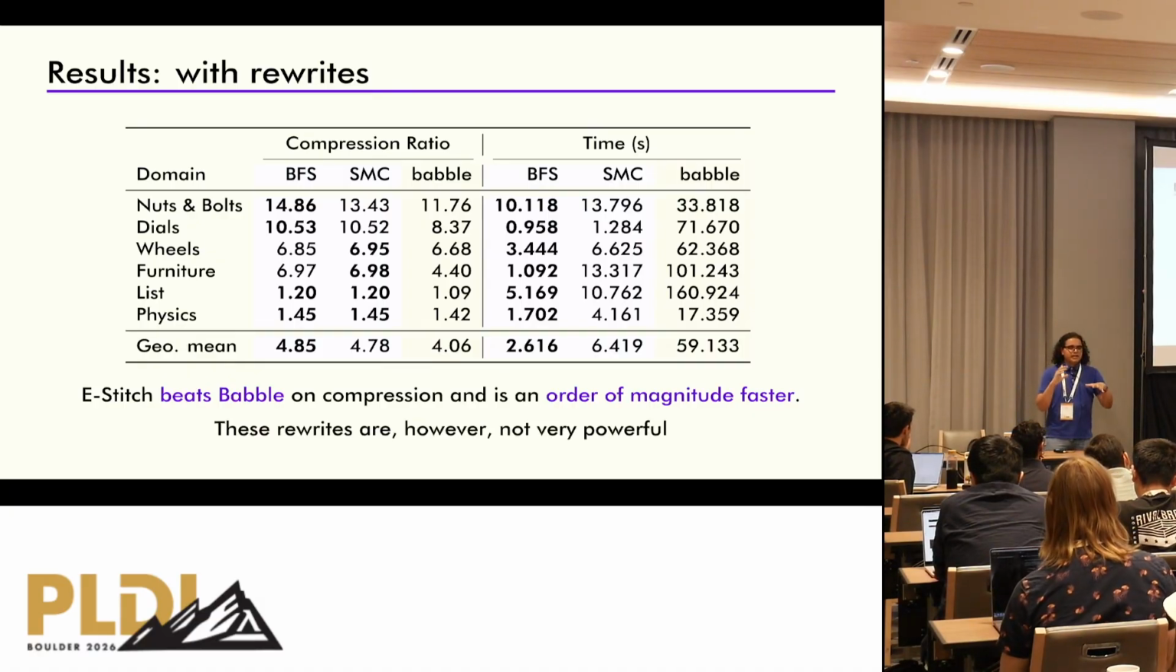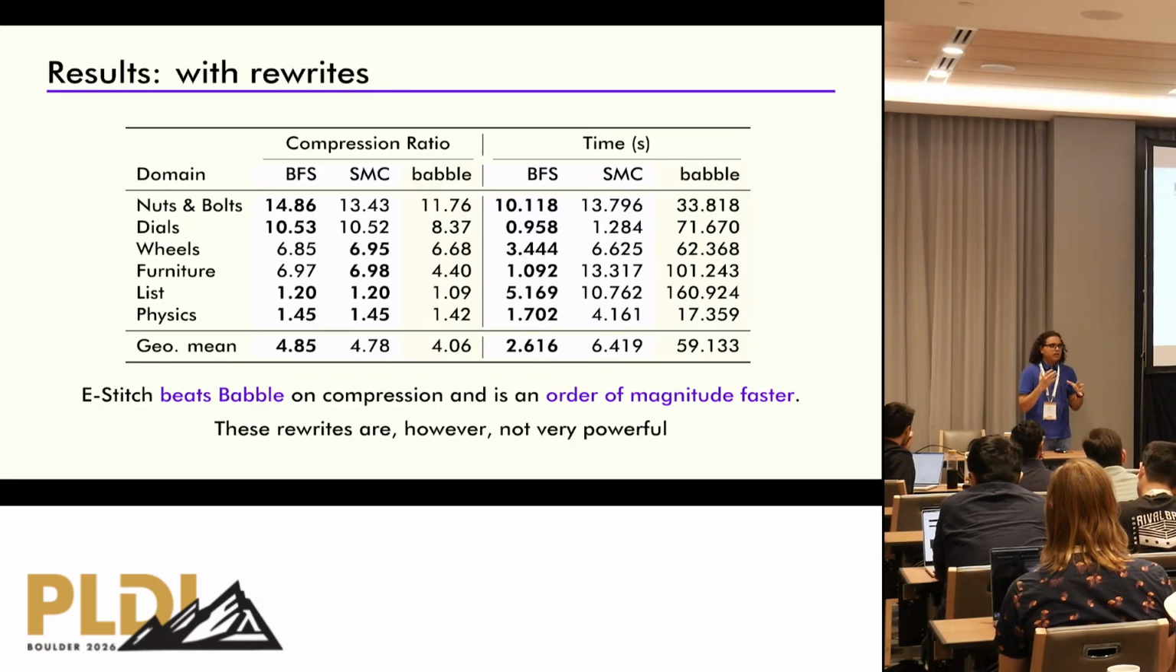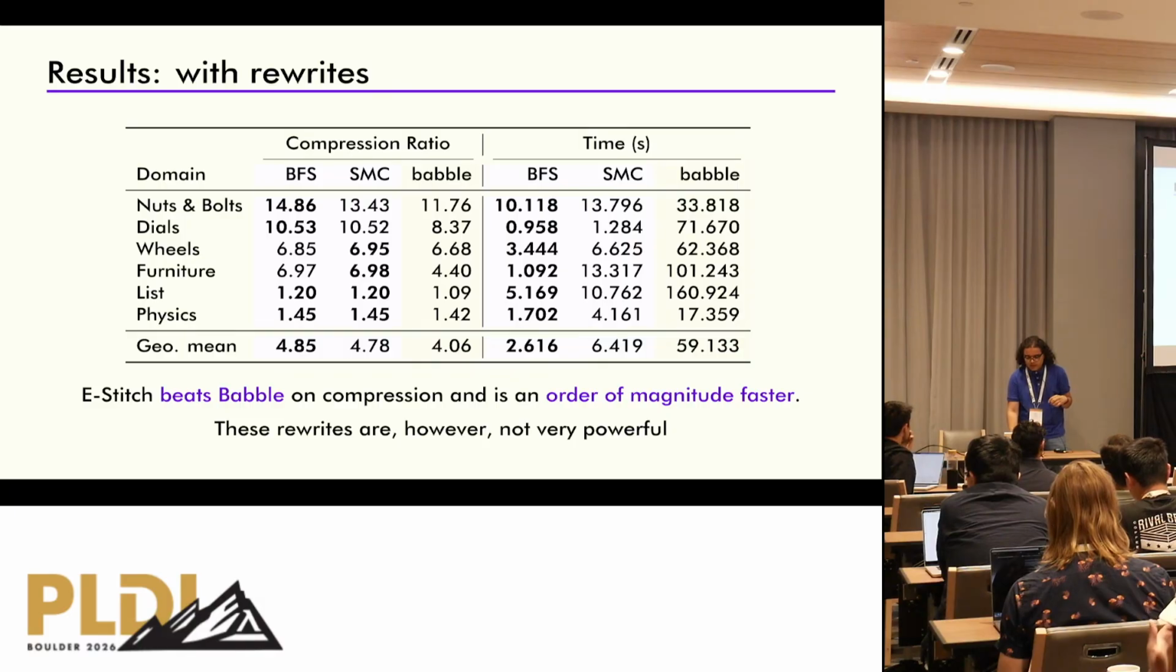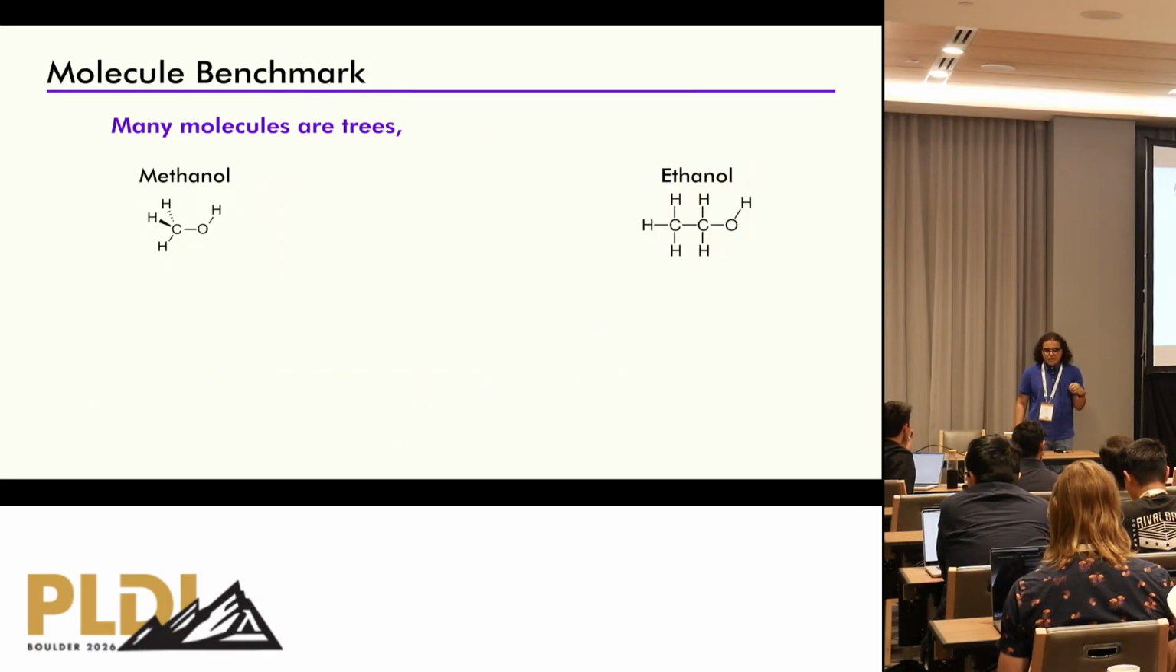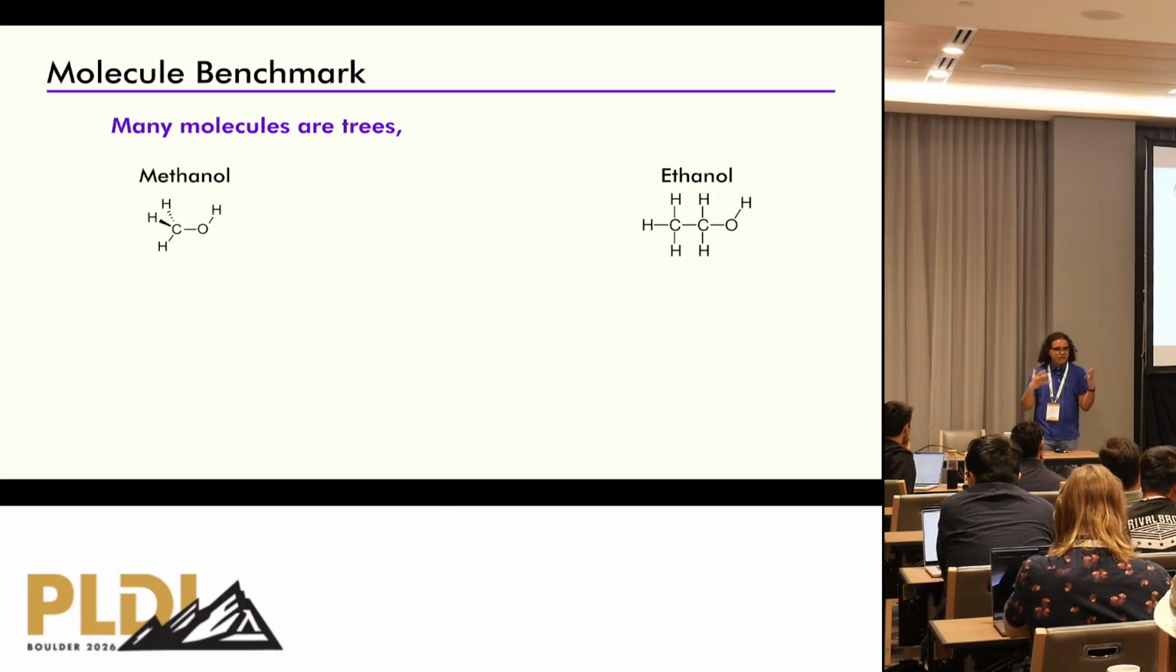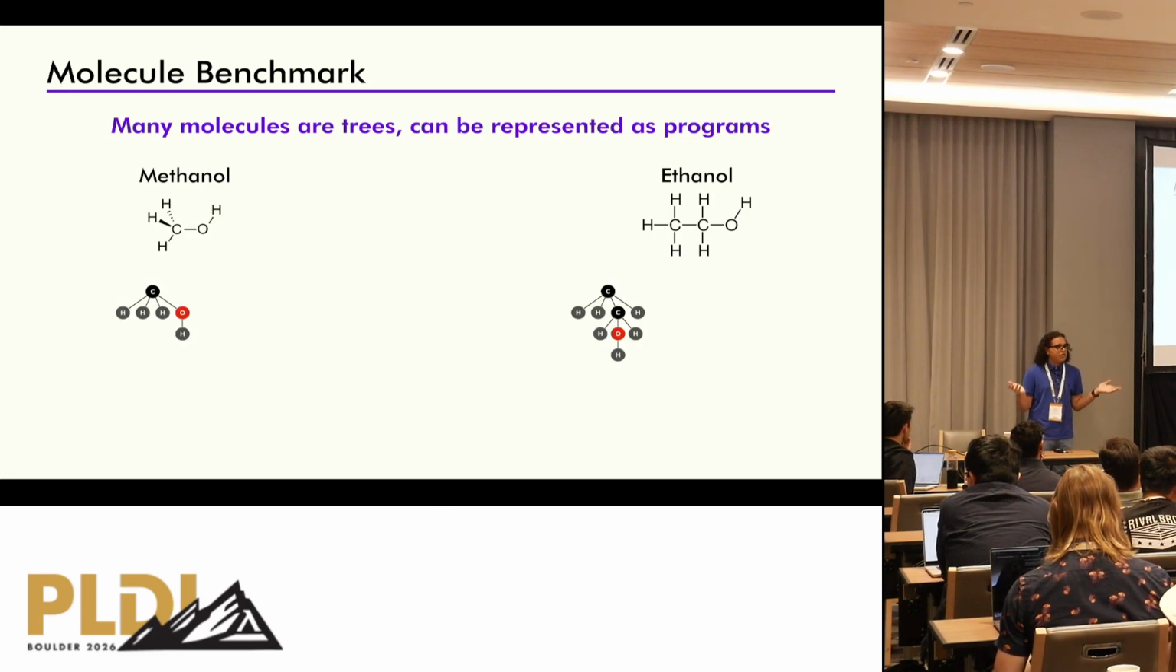However, these rewrites, which are the ones from the original Babble evaluation, are not as powerful as we'd like, and we have some other ones that are potentially a better direct comparison between our technique. So that brings us to this new molecule benchmark. The idea here is that molecules are often trees. So for example, alcohols are often trees. And they can be represented as programs, right? They're graphs, but they're tree-structured graphs.